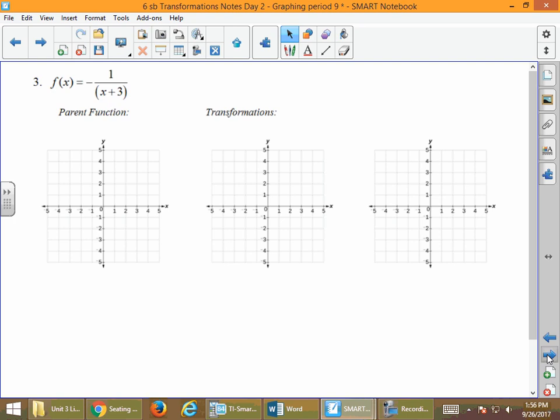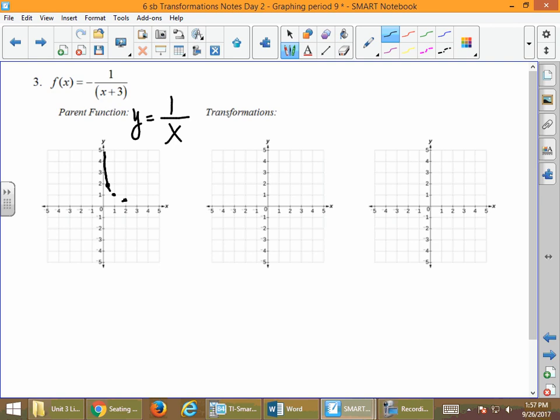So the first thing that we need to look at is, what is the parent function? And hopefully you recognize that it's y equals 1 over x. The nice part on this one is that we only have 2 transformations, but first things first, we need to get the key points on this graph, which are (1/2, 2), (1, 1), and (2, 1/2).